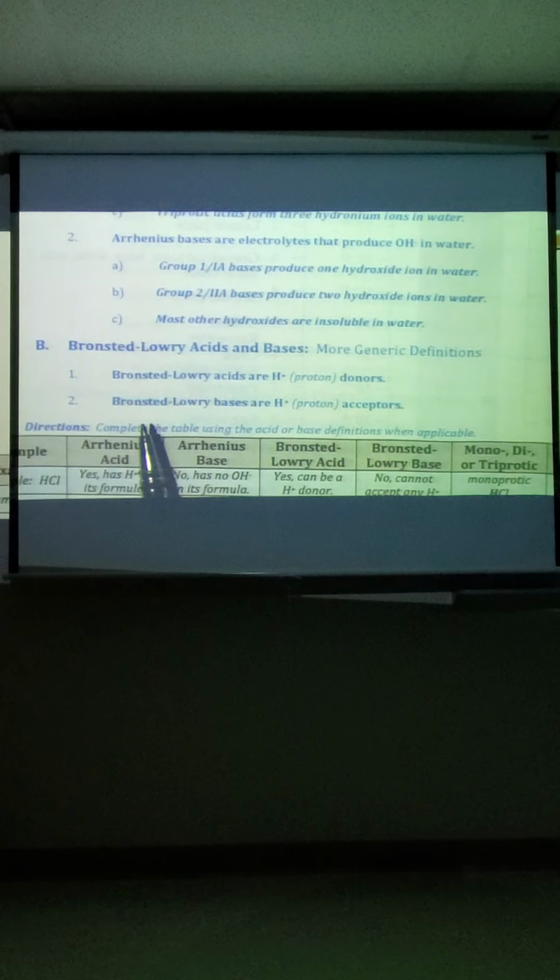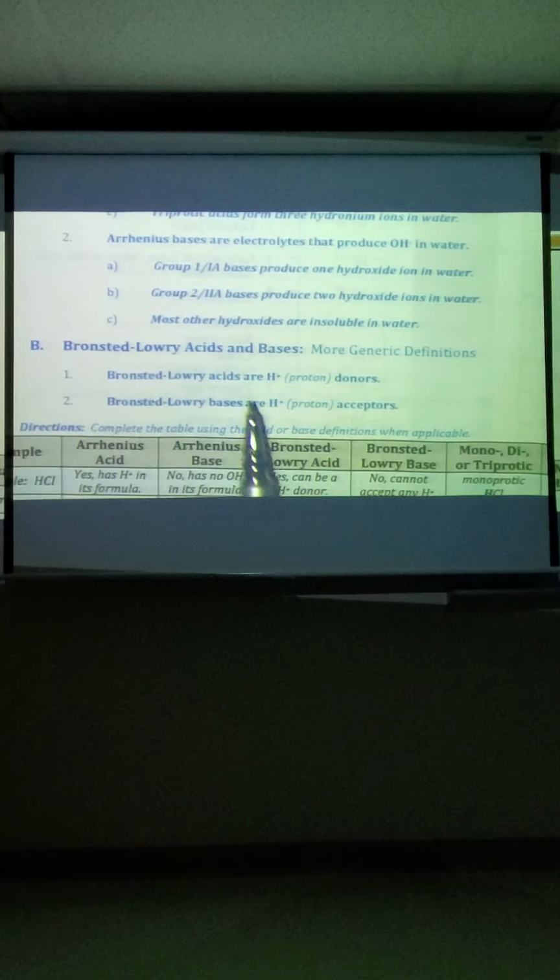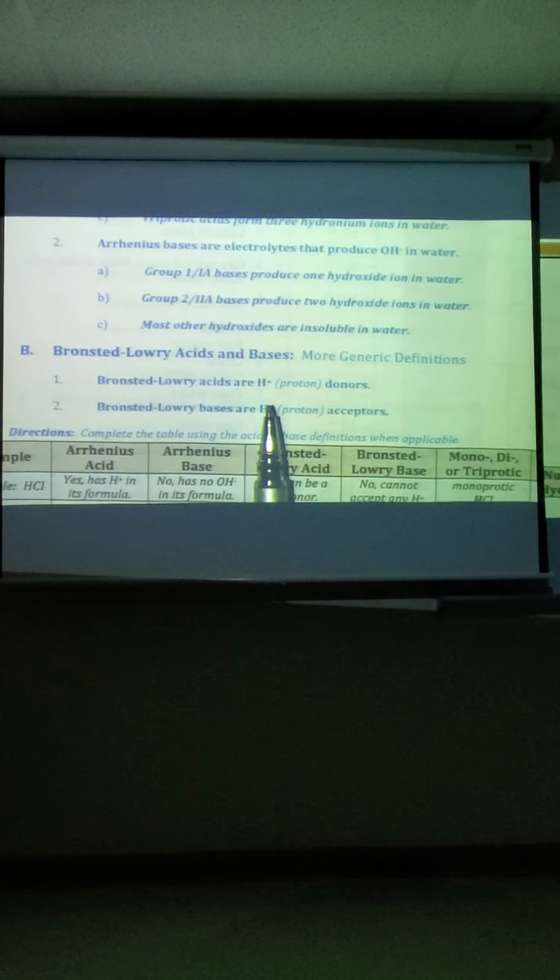So the one that our book doesn't talk about, I'll mention briefly, is Lewis. Lewis, the same person that gave us Lewis dot structures, he went one step further and said, don't even categorize the acids so specifically.